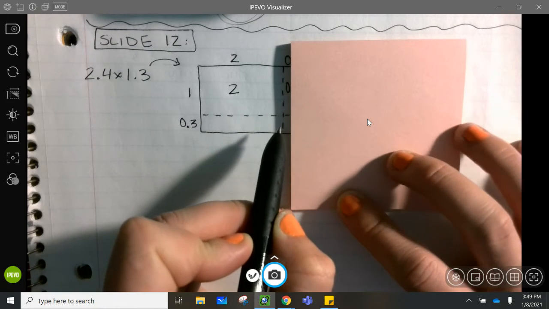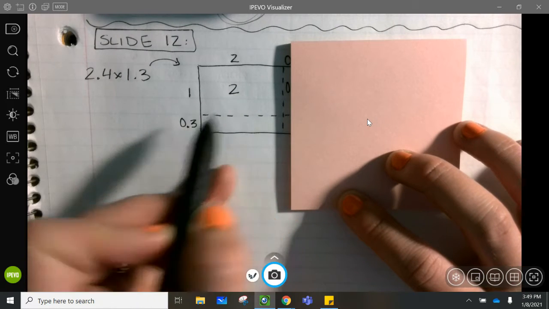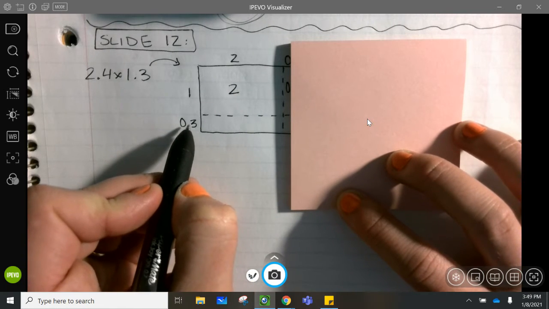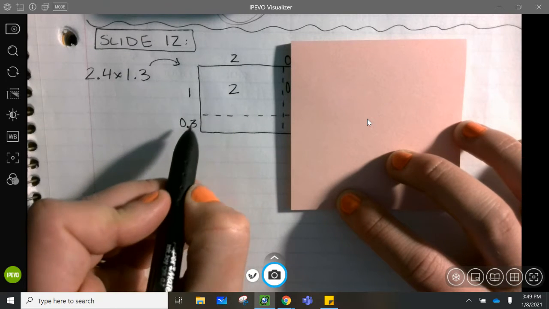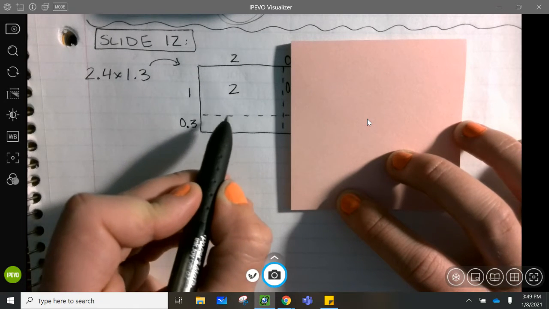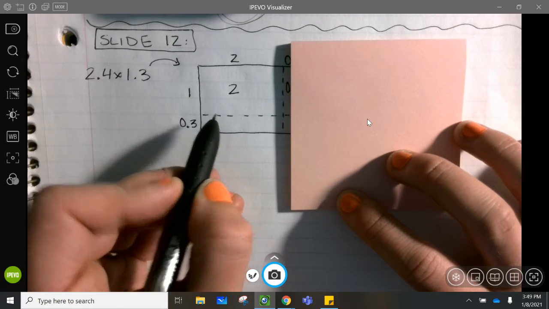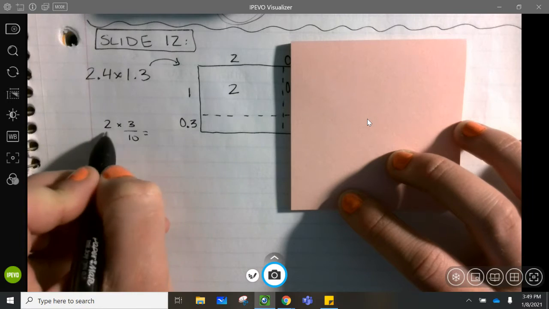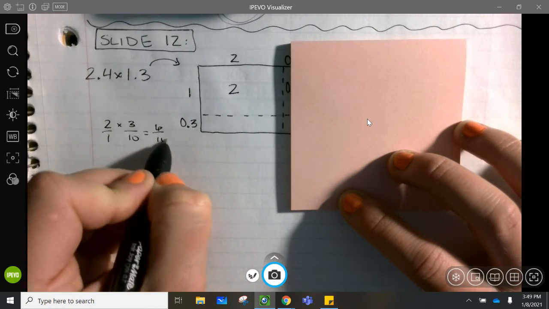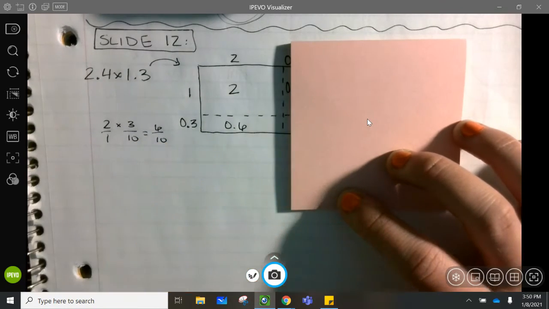Now it's helpful to think about Elena's or Noah's strategy. Remember that Elena likes to convert decimals into whole numbers. So she would pretend that this was 2 times 3 instead of 3/10, but then she needs to take a tenth of her answer. So if we do 2 times 3/10, we get 6/10, which gives us that decimal there.